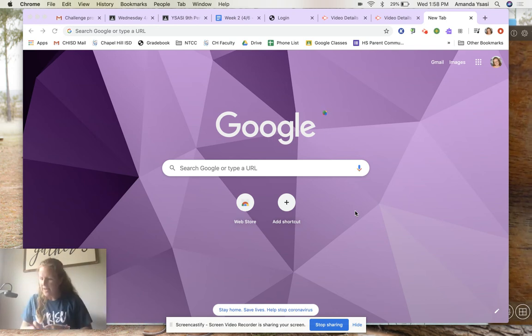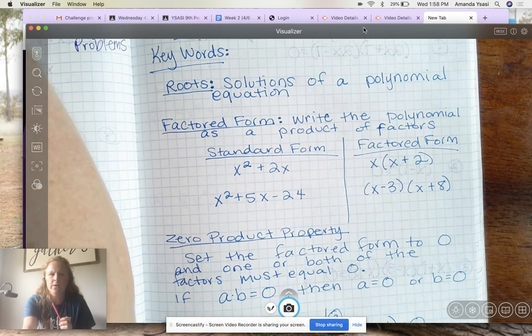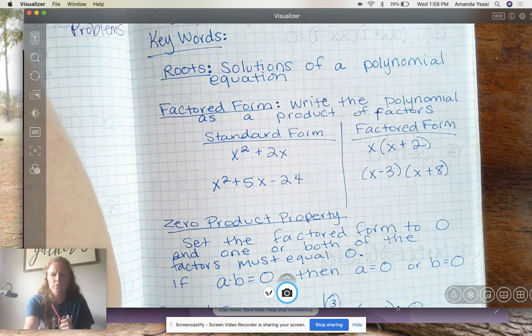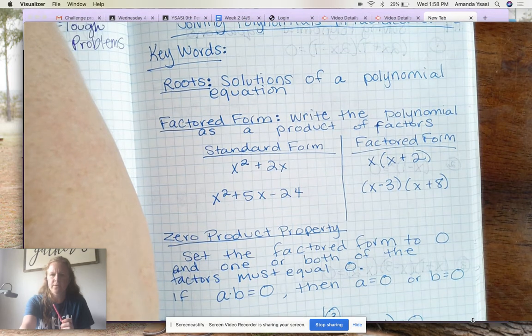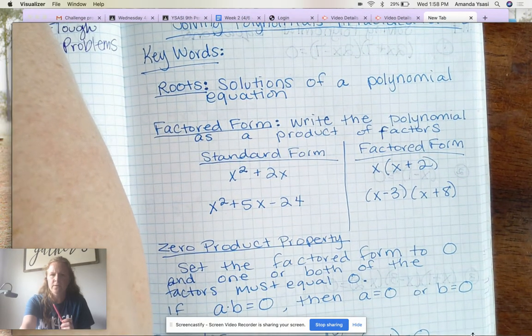Okay, let's go ahead and talk about solving polynomials. So here are my notes. Let me move this down. There we go. Better.